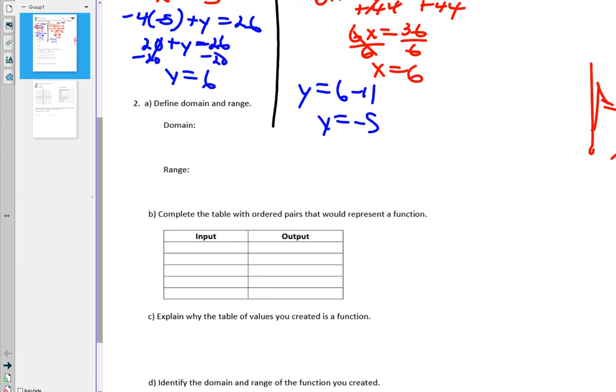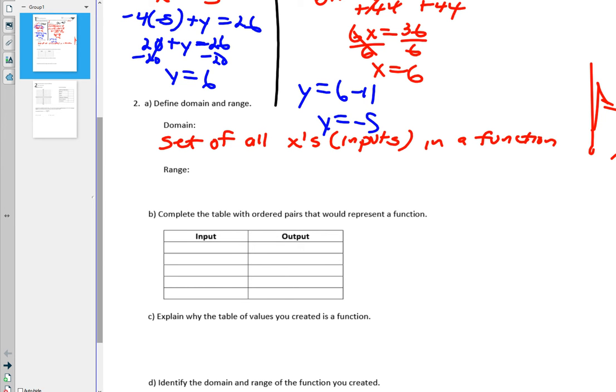Okay, so what I'm getting from this question is that it's not saying to define the domain and range of any one specific function. They're just saying to define domain and range generally. Like, what is domain? The key is that you say the word set. Domain is the set of all x's, or you could say inputs, in a function.